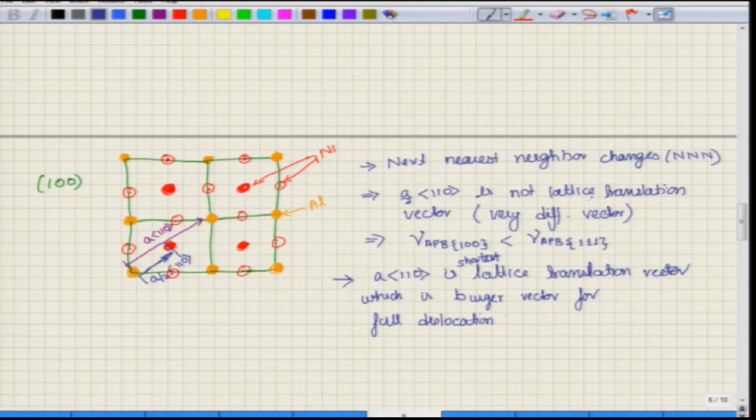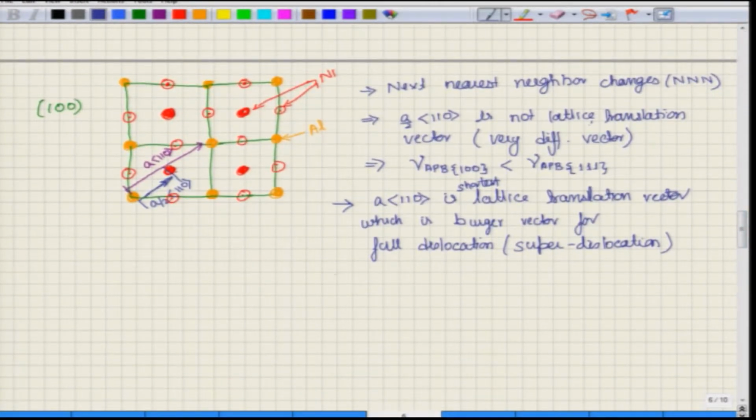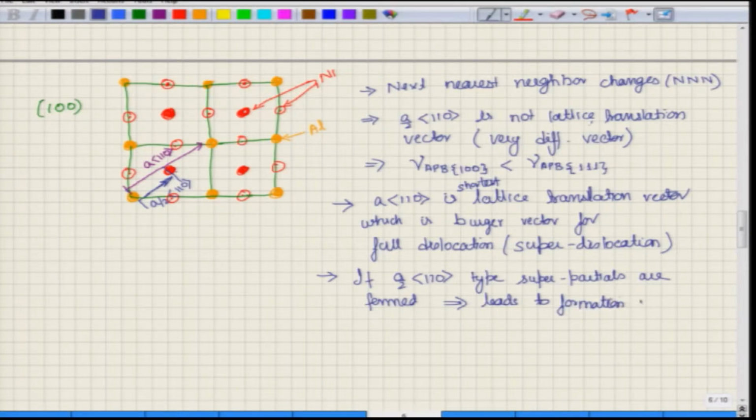This full dislocation is called a super dislocation. Because compared to FCC, this is twice the Burgers vector, and therefore, it is as if you are talking about two dislocations put together. And simultaneously, if a/2[110] type, and I am going to say not partial dislocations, but super partials, are formed, then it leads to formation of APB, antiphase boundary.